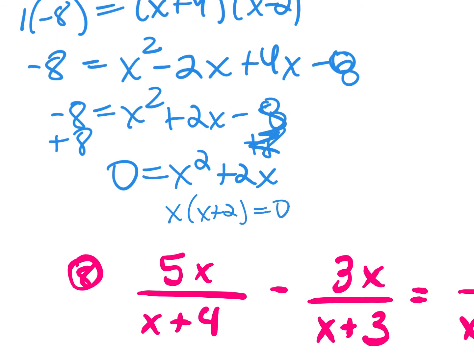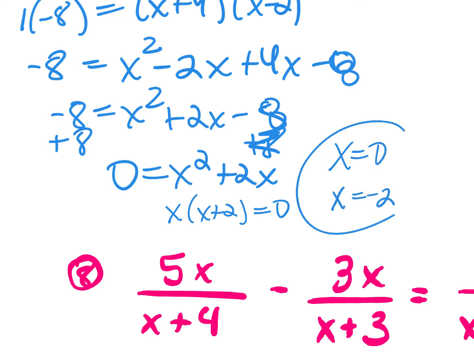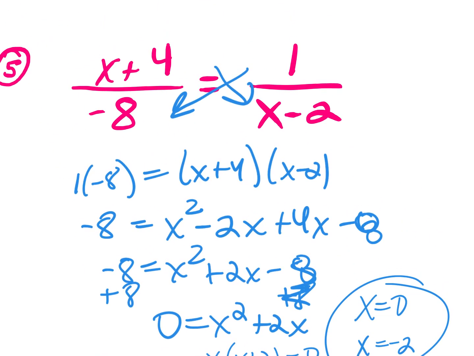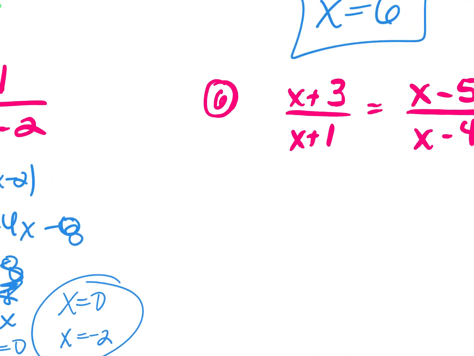So you have two solutions in this case. You have x equals 0, and then when I say x plus 2 equals 0, I get x equals -2. Plug them both back in. Make sure it does not create 0 in our denominator. It will work, both solutions, when you plug them back in. So they both are valid solutions.